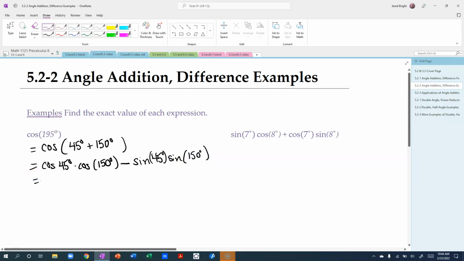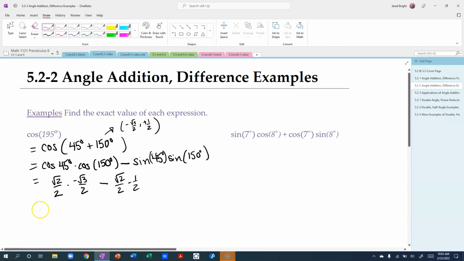Okay, and now I go to my handy dandy unit circle and I say that cosine of 45 is square root of 2 over 2. Cosine of 150 should be in the second quadrant, and the coordinate, I'm just going to make a note here. The coordinate here should be negative square root of 3 over 2, comma, positive 1 half. Okay, so just making note of that. And so then cosine would be the negative square root of 3 over 2 minus sine of 45, square root of 2 over 2. Sine of 150, that is 1 half.